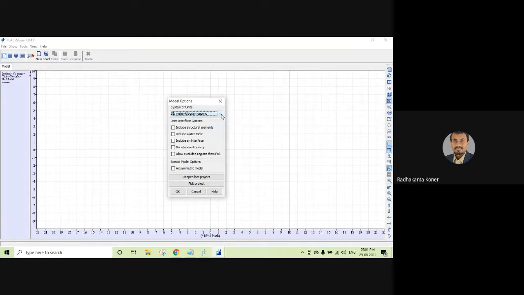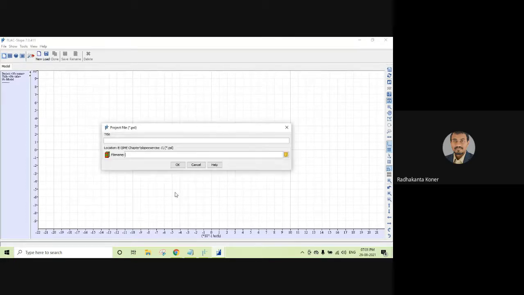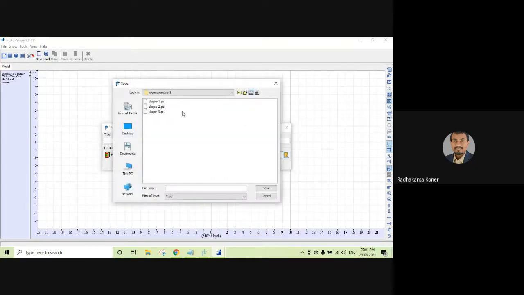Include structural element: for ours it is not required. Include water table: for the time being, it is not required. Non-standard gravity is not required. Allow excluded region from the APS: it is not required for the time being. So we will just select OK. As previously we have seen, we have to give a name to the model. Any name you please give.